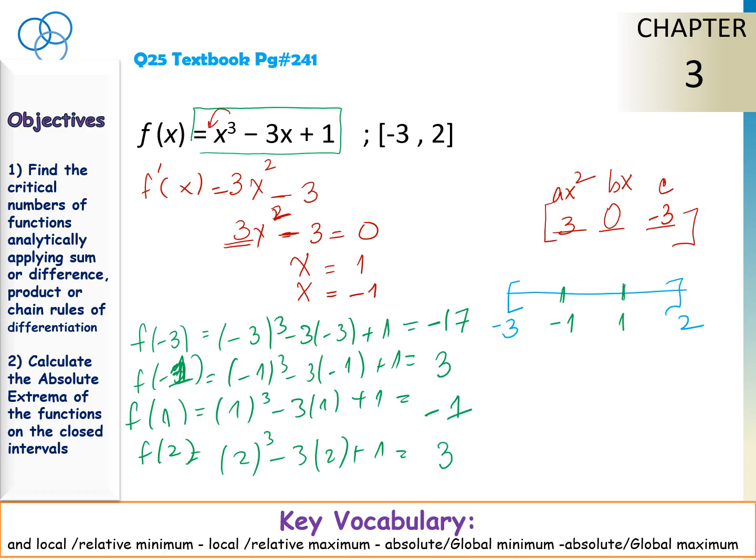You can check yourself also. Maybe I have made some mistake while doing the calculation. So now compare all these values. The smallest value is negative 17. So f of negative 3 equals negative 17. You found the absolute minimum. Now the highest value, there are two highest values, the 3. So you have two absolute maximums, at f of negative 1 and at f of 2.